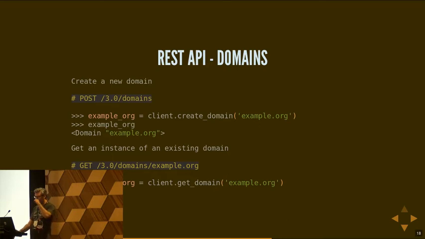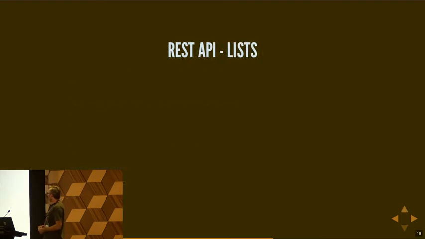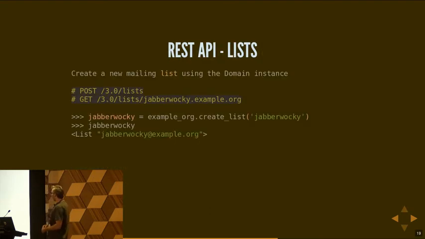Now that we have a domain, we can start creating mailing lists. In this example, I'm creating a mailing list called Jabberwocky. I don't know if you've heard about it. That's an 80s movie made by Monty Python member Terry Gilliam. It's very crazy, it's also very gross, and it's very funny. So, the name is good. Create list on the domain object will get you back a list object. So we have a list now.